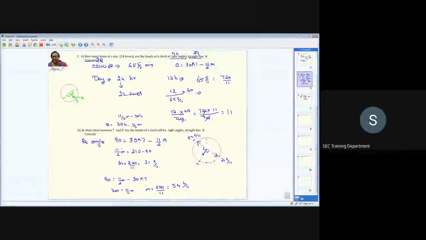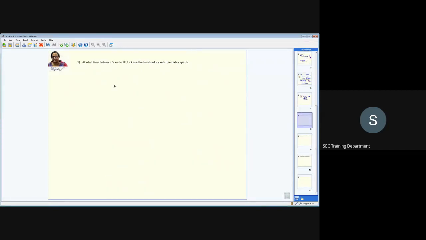This is what we have done yesterday, these two problems. So just to recollect, we just had to apply the formula and get the answer. Okay, so this is over. Now the next problem, which I already told you to try: at what time between 5 and 6 o'clock are the hands of the clock 3 minutes apart? So this again is formula based.